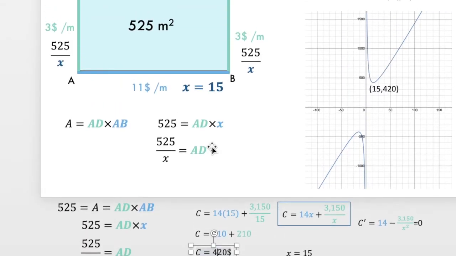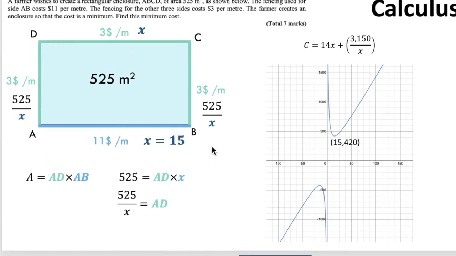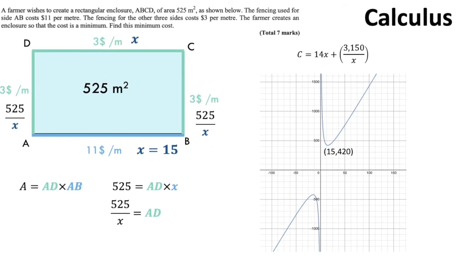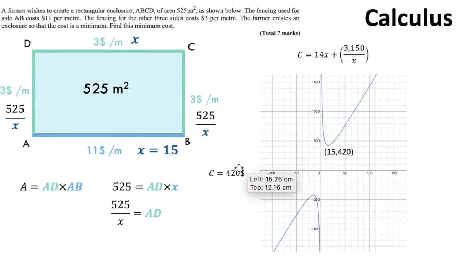Oops, that was a mistake. Let me bring it here. Sorry. Okay, so here you have C, the cost, equal to 420, and this is the minimum price that you can get with this.